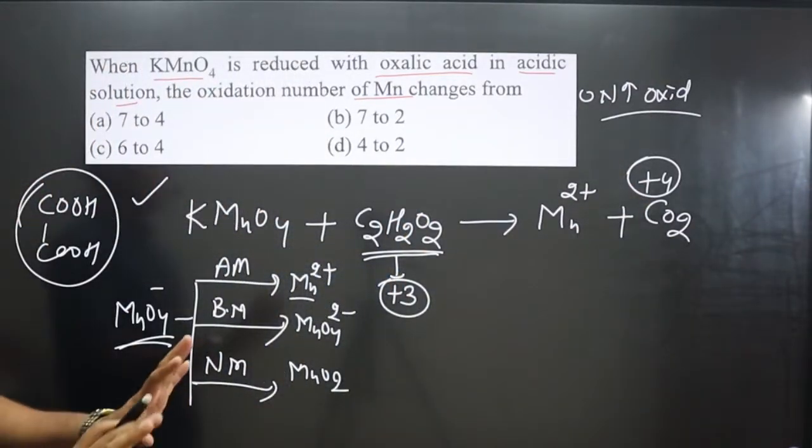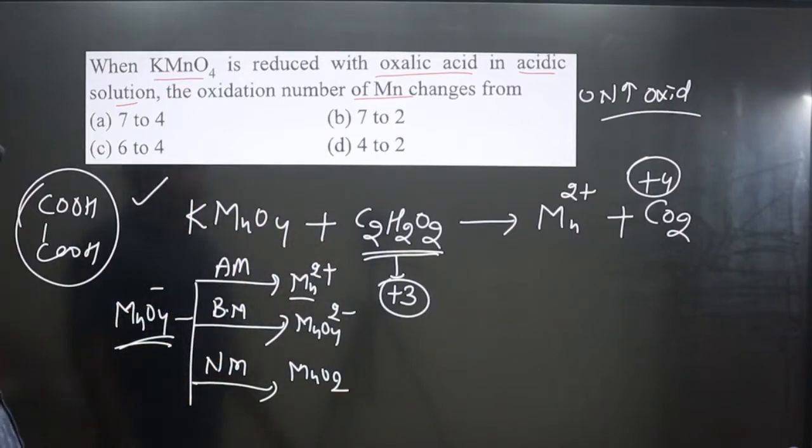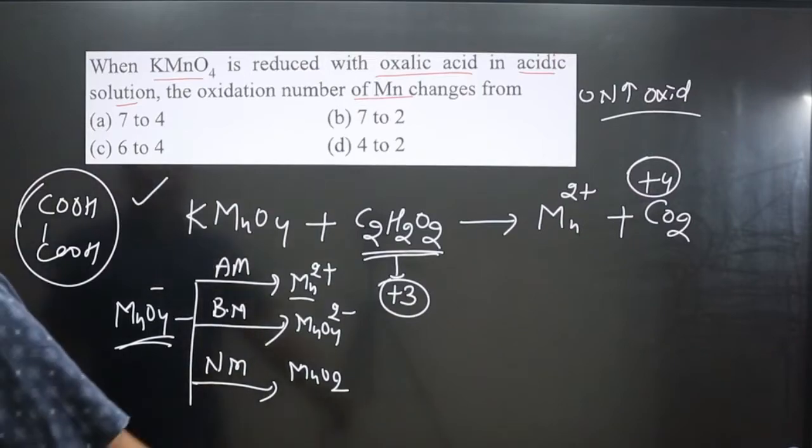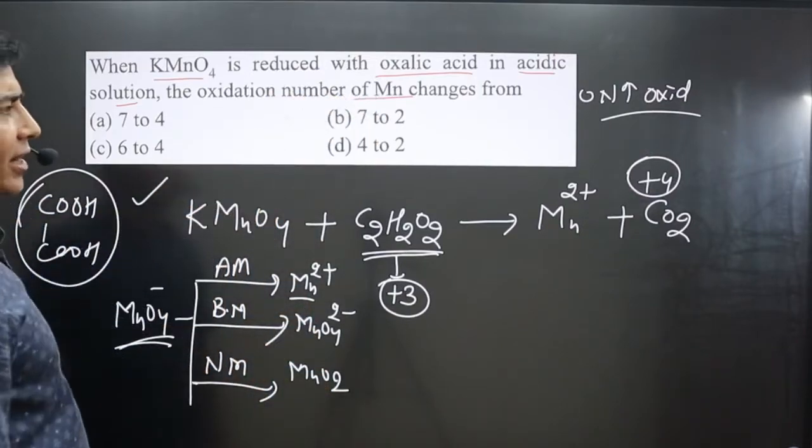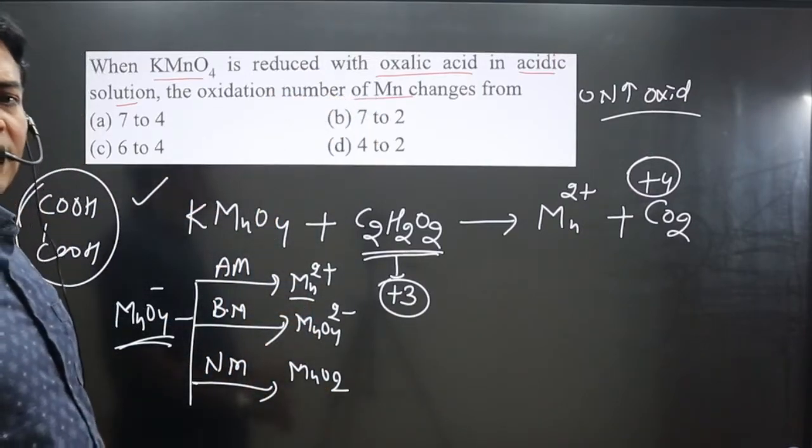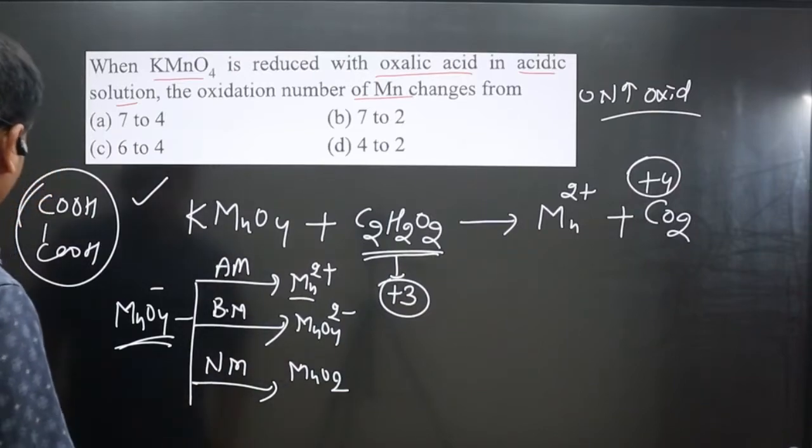Very interesting. But anyway, we don't need to go for the product formed by the oxalic acid. Focus on the manganese. The question says the oxidation number of manganese changes from... So we can calculate the oxidation number of manganese on both sides of the equation.